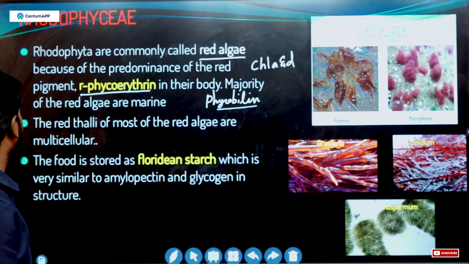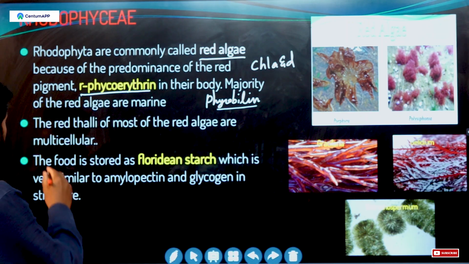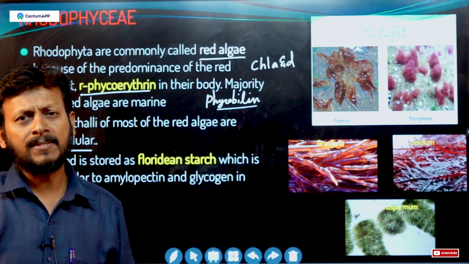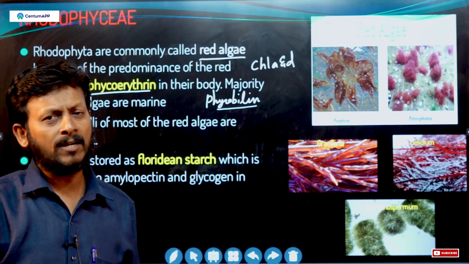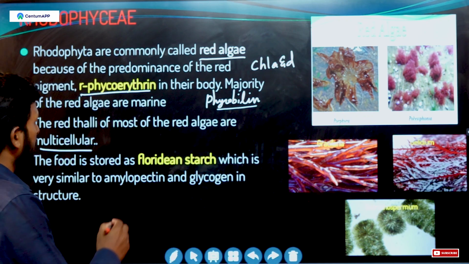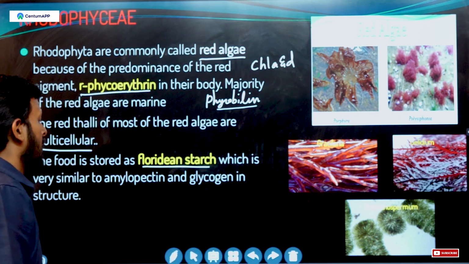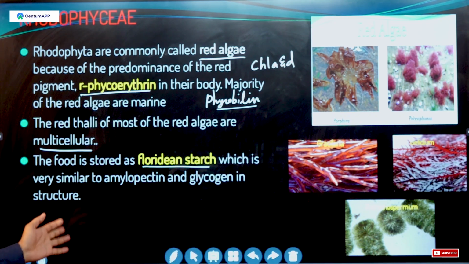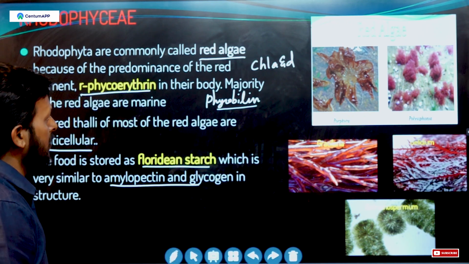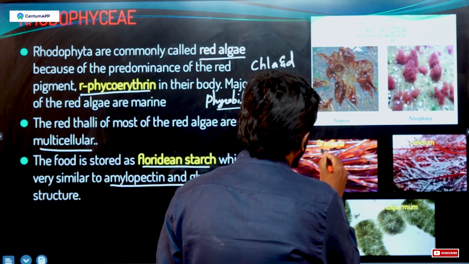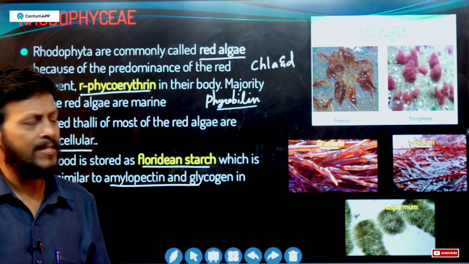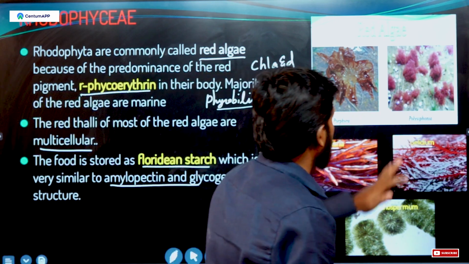The red algae are mostly multicellular, compared to Chlorophyceae, which are unicellular, especially Chlorella and Chlamydomonas. All red algae are multicellular. To store the food content, there is floridean starch, a polysaccharide similar to amylopectin and glycogen structures. Red algae like Gracilaria and Gelidium can be used for jellies and ice creams, and also Porphyra and Polysiphonia.